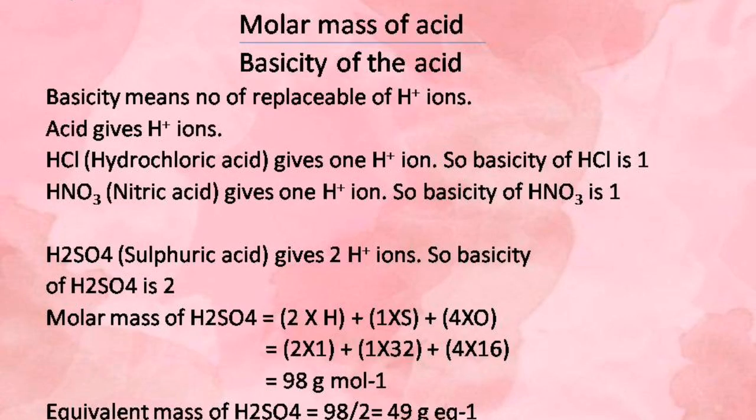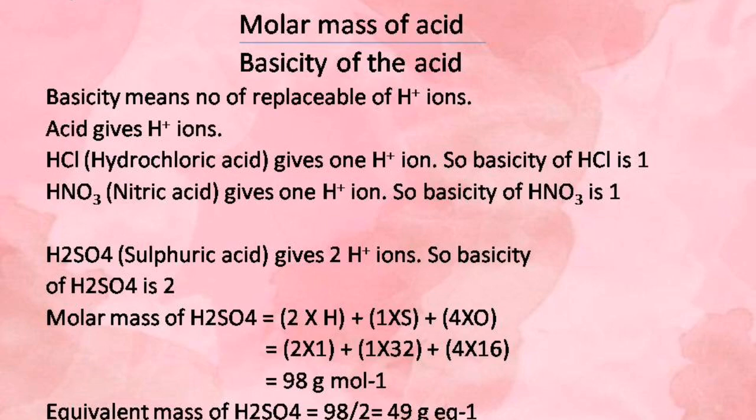Now, we are going to calculate the equivalent mass of acid. Formula for that: molar mass of acid divided by basicity. What does basicity mean? It is the number of replaceable H plus ions. Now see that acid always gives H plus ion. How can you find out an acid? Which one gives H plus ion, that is called an acid.